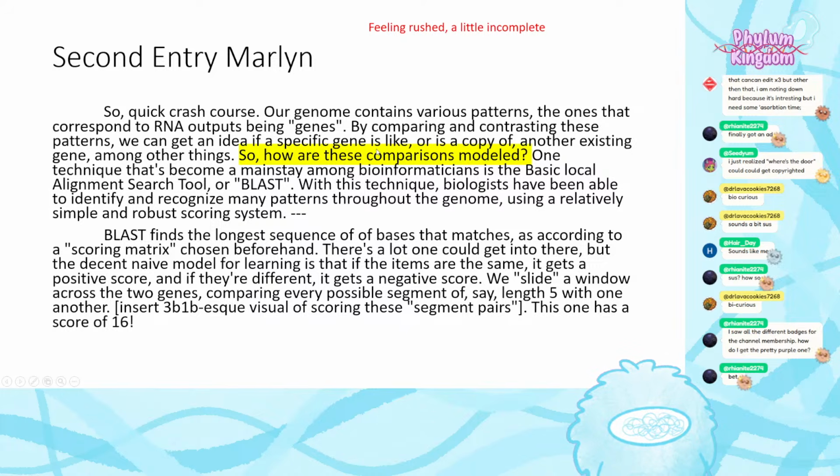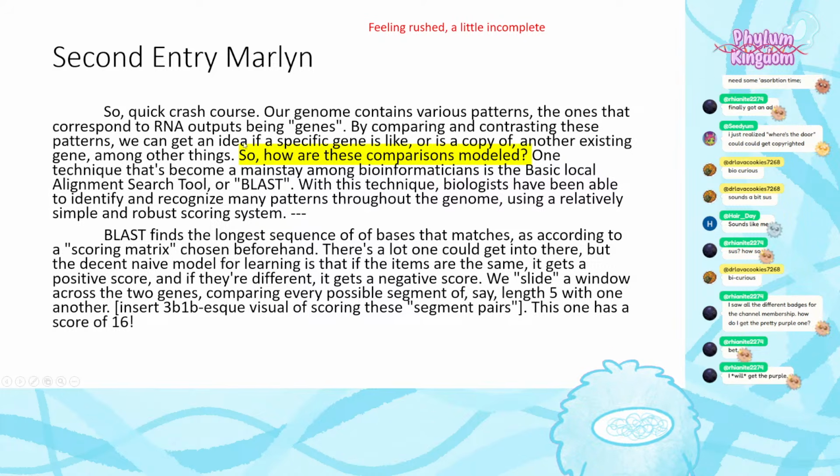And then I felt like the transition between these two sentences was a little rushed, right? So I'll read these two in conjunction. By comparing and contrasting these patterns, we can get an idea of if a specific gene is like or is a copy of another existing gene, amongst other things. So how are these comparisons modeled? I'm saying that I'm feeling rushed. But I understand from this writing that it very logically follows, right? As a connection point, this makes sense. But as a story, I feel a little rushed here. Something feels like it's missing from the story, and I'll get into that in a little bit.